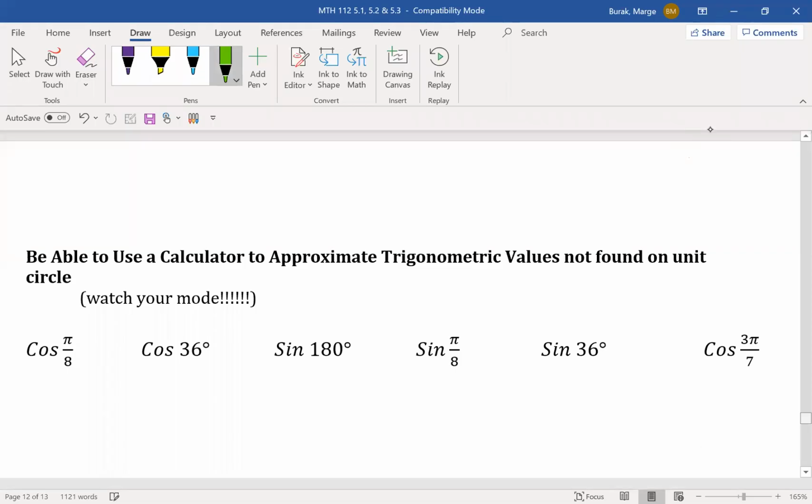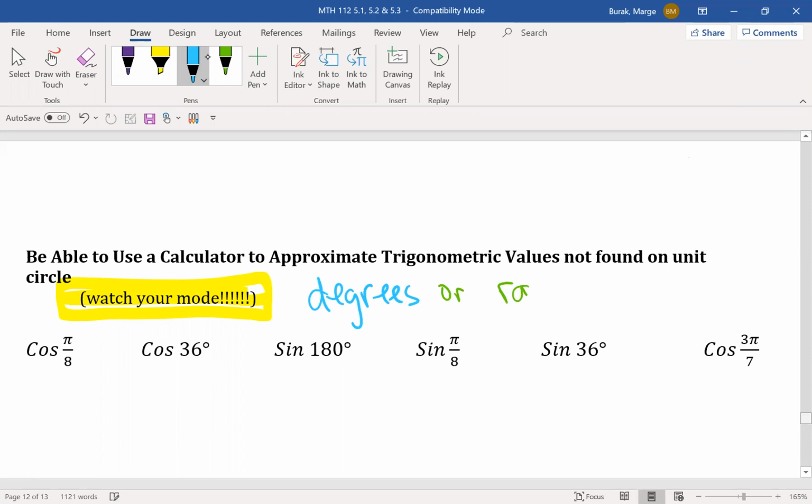Okay, so this would be the last video. And one skill you need to be able to do is use a calculator to approximate trig values not on the unit circle. And it says watch your mode because the calculator needs to know whether you're in degrees or radians.